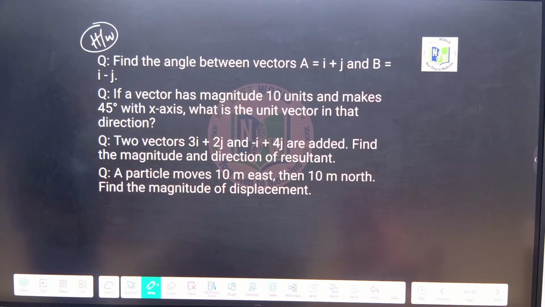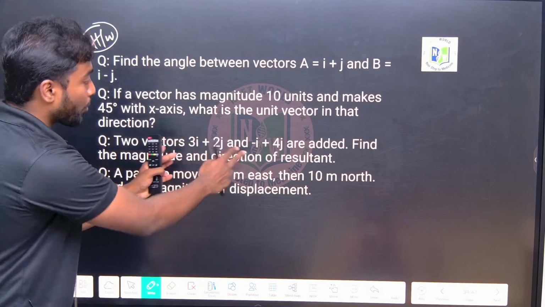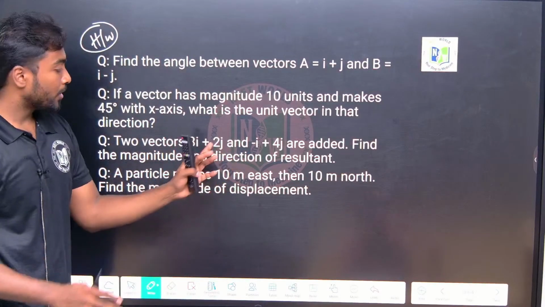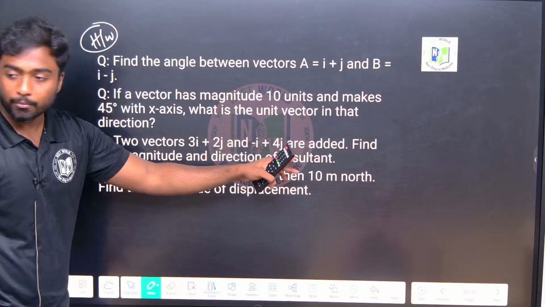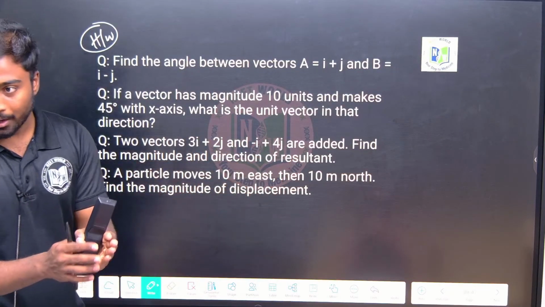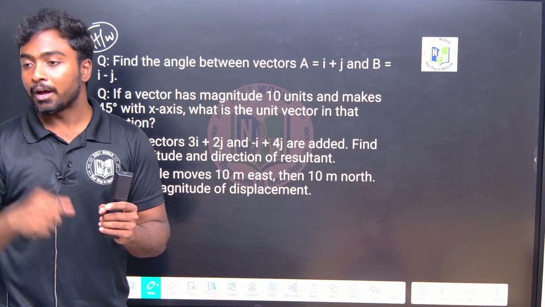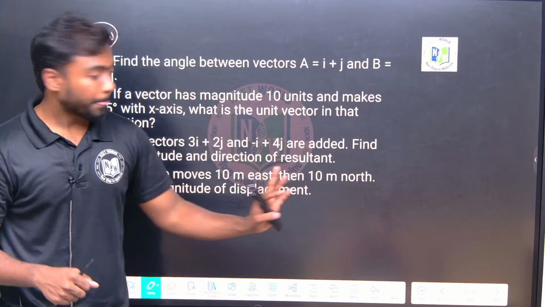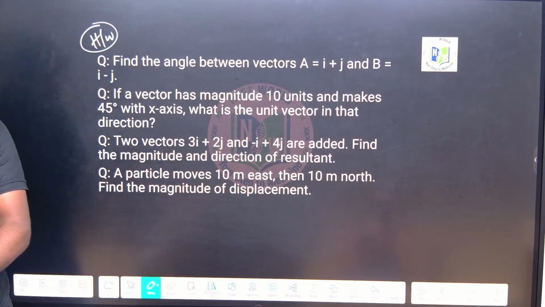What about the third one? Two vectors are given and added. Find the magnitude and direction. Adding the vectors 3i minus j and 2j plus 4j, I get the resultant vector and take the magnitude, which is the square root of the i and j components squared. And they are asking for the direction of the resultant vector.